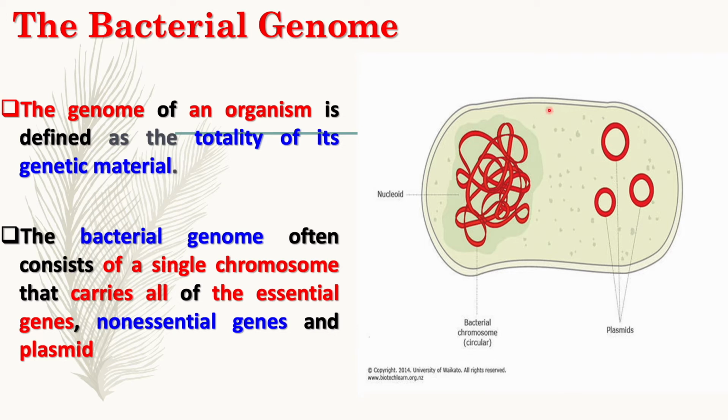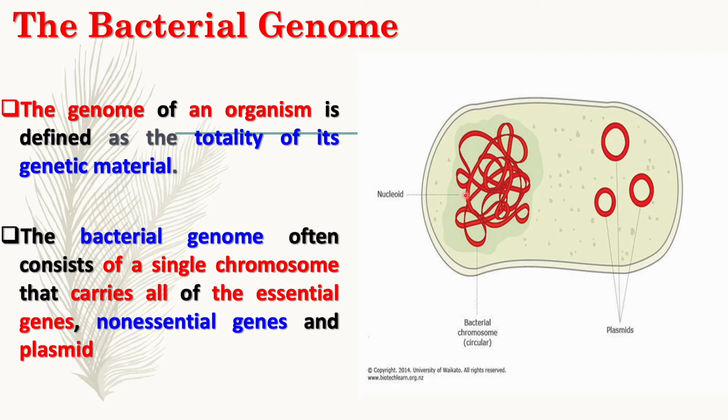As you see here in this diagram, this is a bacterial cell. The bacterial genome consists of the bacterial chromosome, which I'm pointing at with my laser pointer. This chromosome, which is made from double-stranded DNA, carries all the essential genes and non-essential genes, and also part of this bacterial genome is the bacterial plasmid, which I'm pointing at with my laser pointer.